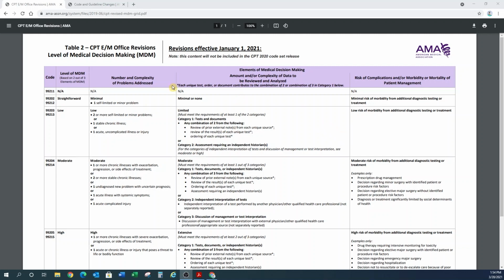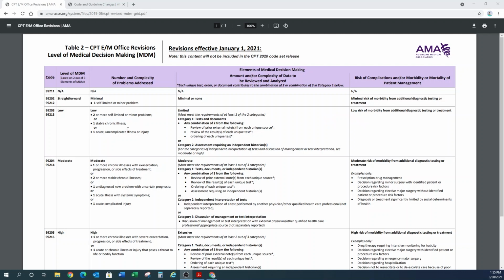So going back to this level of medical decision making based on two out of three elements, what this means is that at least two out of the three elements have to be either at the same level or above a certain level to select that level of service. So an example would be if your number and complexity of problems is low, and let's say the amount and or complexity of data is moderate, and then your risk of complications and or morbidity or mortality is low, that would mean that your visit would be low complexity or a level three, because you had number and complexity of problems low, and also risk low. Even though data was moderate, it needed to be two out of the three. So that would be low.